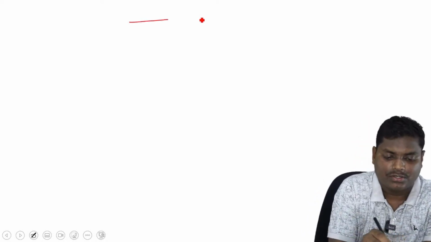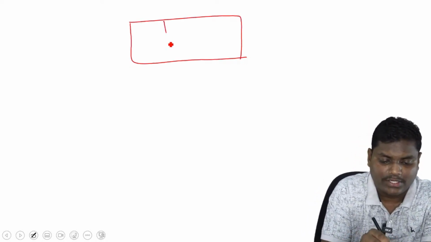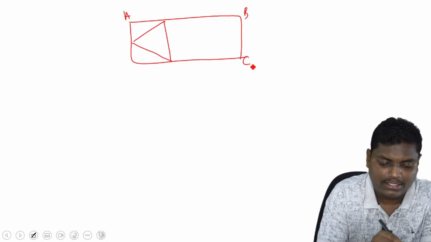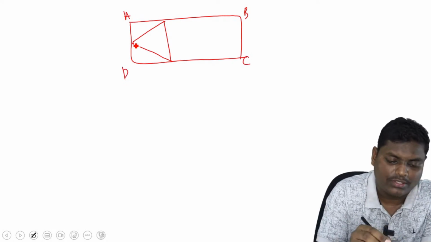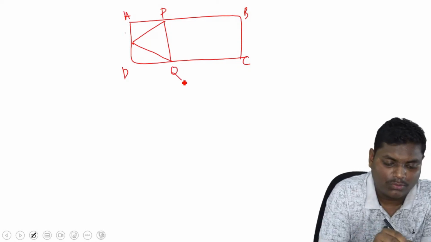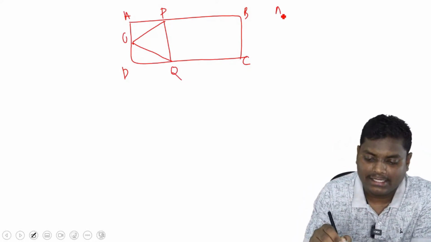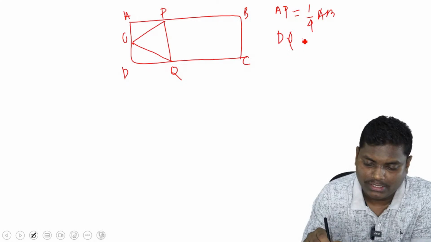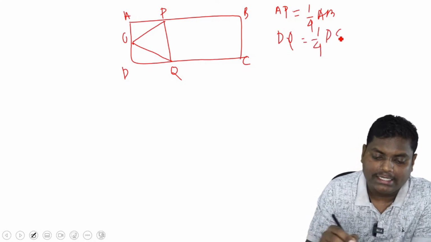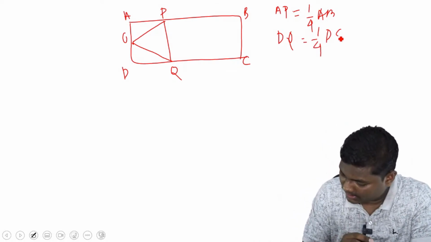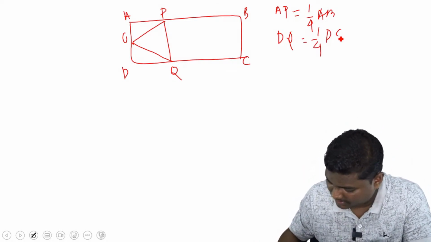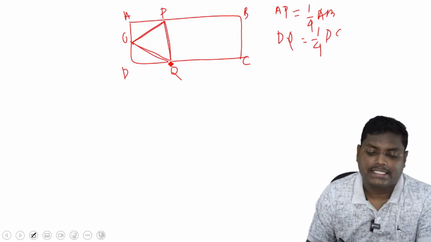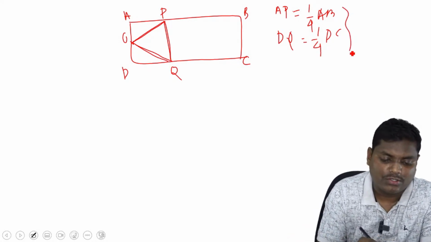So we have this image. This is A, B, C, D, and these are the points P, Q, O. This is the question, and it is saying that AP is 1/4 of AB and DQ is 1/4 of DC, and it is asking basically the ratio of the area of the triangle with respect to the rectangle. So how can we solve it? So what do we know?